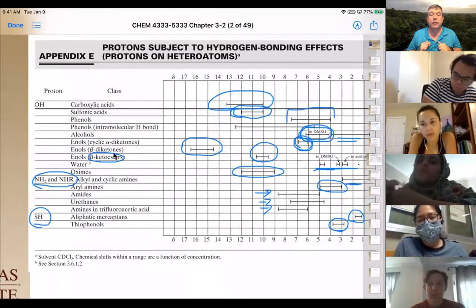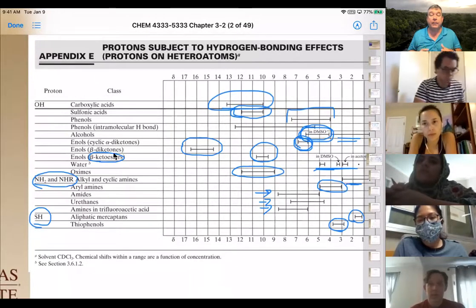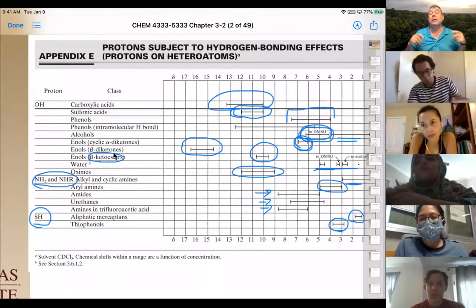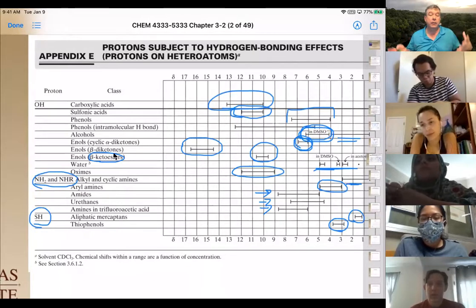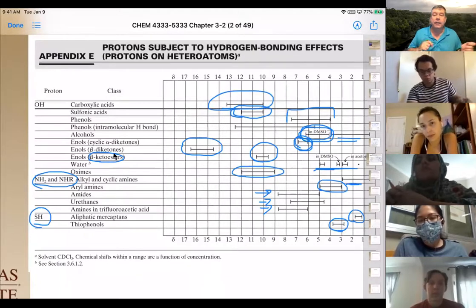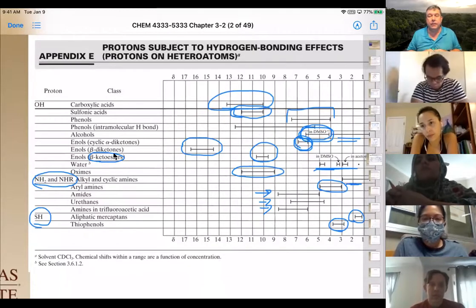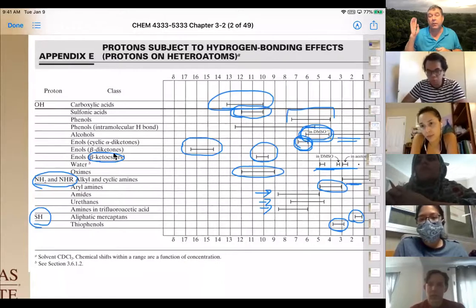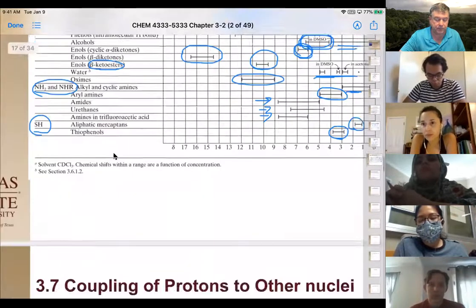Okay. So they move around quite a bit because of their acidity, their hydrogen bonding, and their polarization. And they shift around quite a bit depending on what solvent you have. So you can't really say, oh, your methyl at the end of the chain is always going to be 0.9. You're not going to have that easy thing to do in these heteroatom systems. Okay.